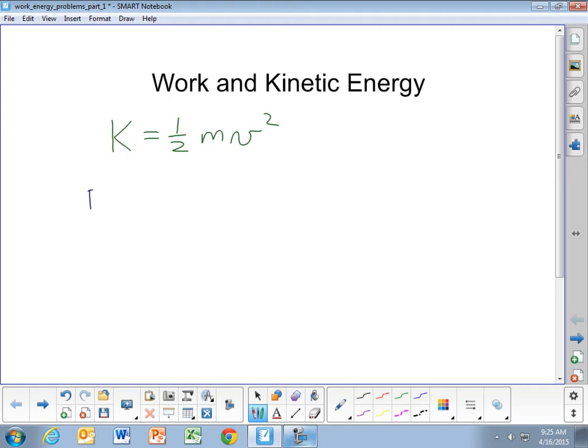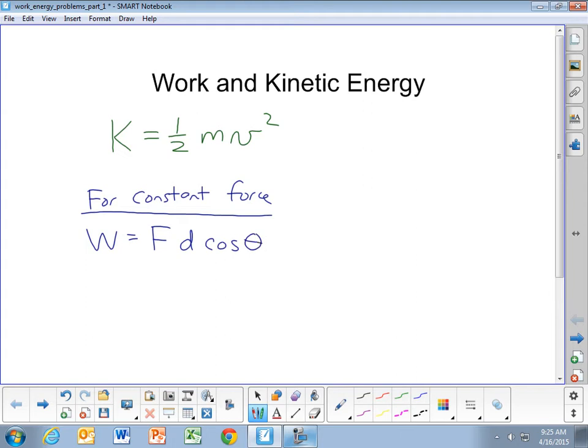Work for a constant force. We're going to be looking at constant forces in these problems. We'll generalize it to non-constant forces later, but for a constant force, work is defined as, you'll often see it written as F d cosine theta, which is the magnitude of the force times the magnitude of the displacement, and the theta in there is the angle between the force vector and the displacement vector. This is often a little bit clumsy to use, and so there are a couple of ways of writing it that are a little bit better as we're trying to use this.